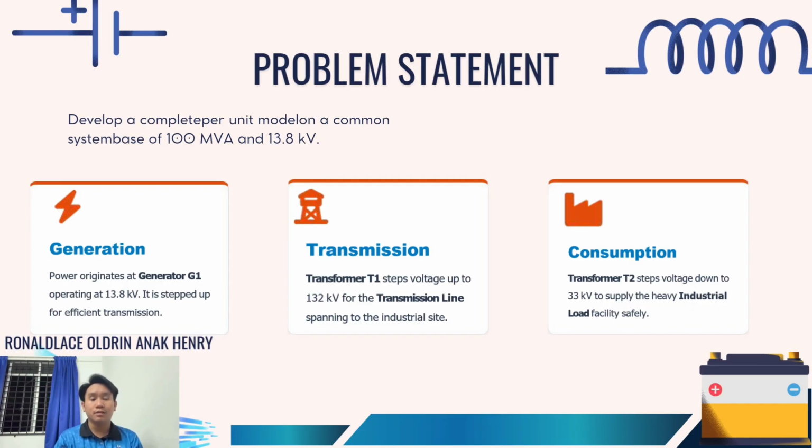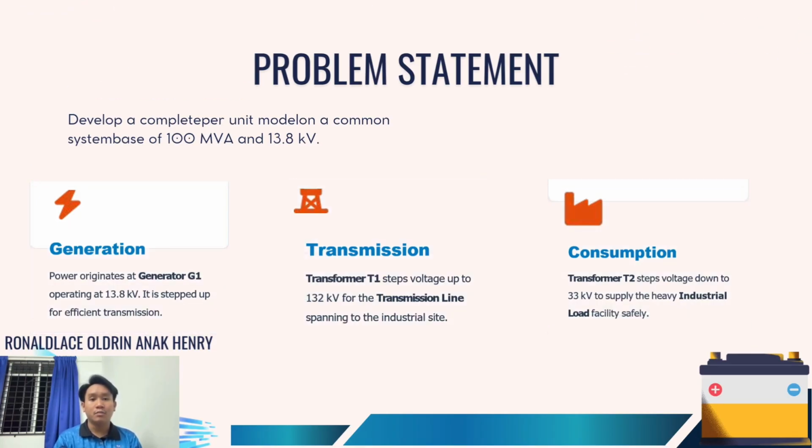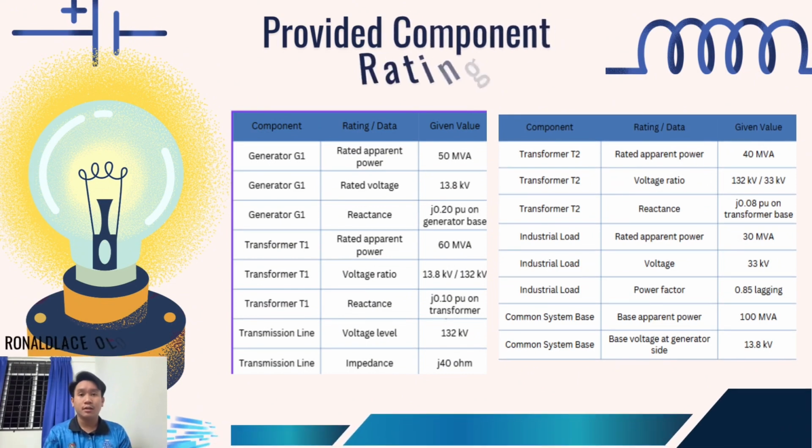To achieve this, all system components must be converted to a common base of 100 MVA and 13.8 kV. Because the system operates at different voltage levels, a common reference is required to ensure that all components can be analyzed consistently. Once the conversion is complete, the entire network can be represented using a unified per unit model. Let's look at the data provided for the system components.